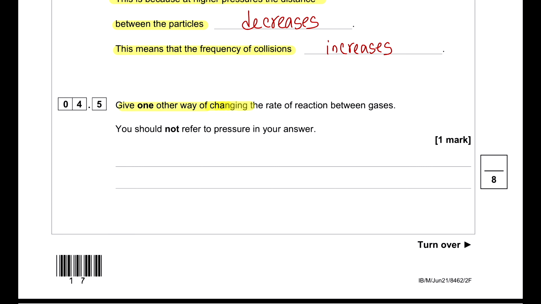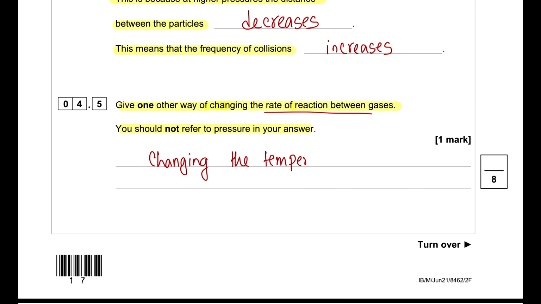Give one other way of changing the rate of reaction between gases. You should not refer to pressure in your answer. Okay, so we can increase the rate of reaction in any experiment by increasing temperature, or by adding a catalyst.